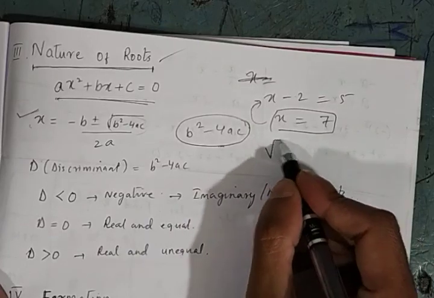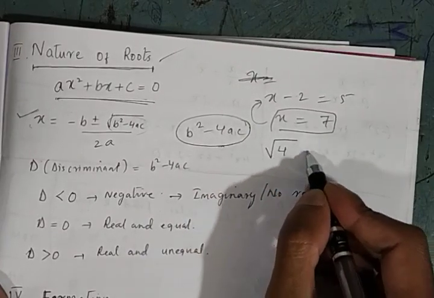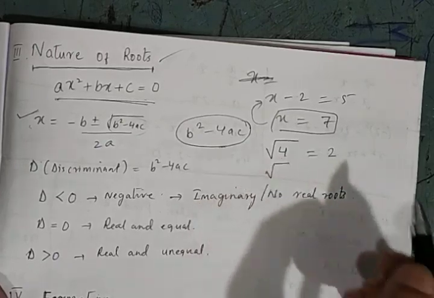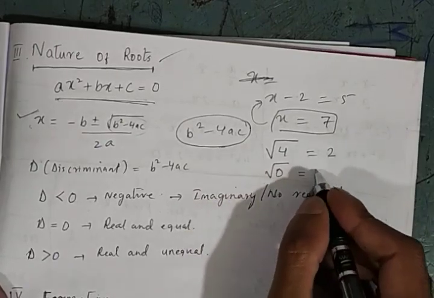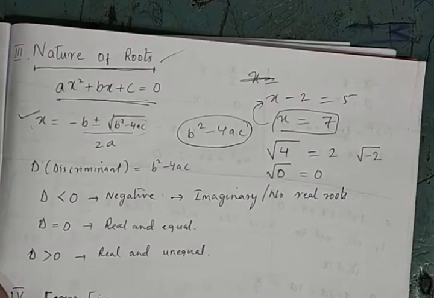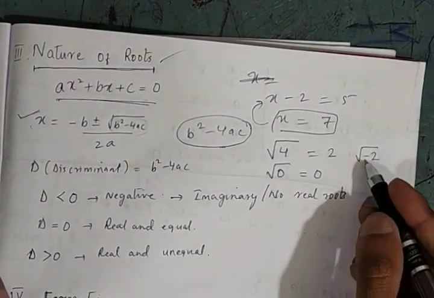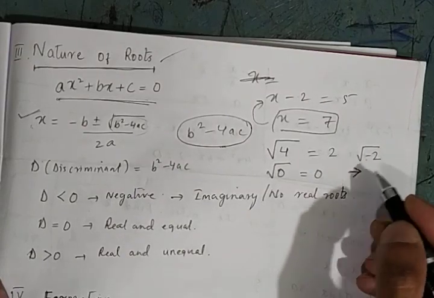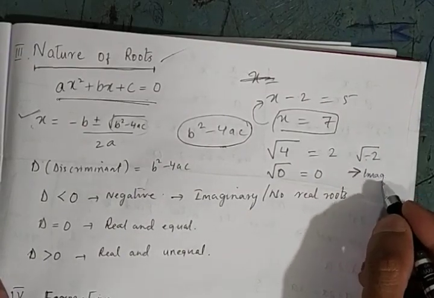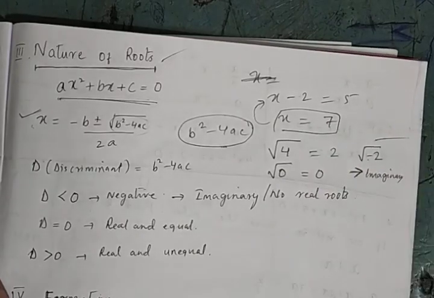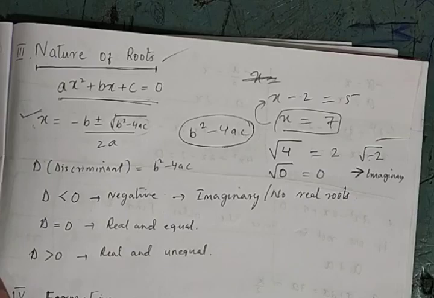Now you see, square root of 4 is a perfect square. If I say square root of 0 is 0. If I say square root of minus 2, that is negative, we don't have it. It is not a real number. It is called imaginary number. It comes under the complex number chapter.